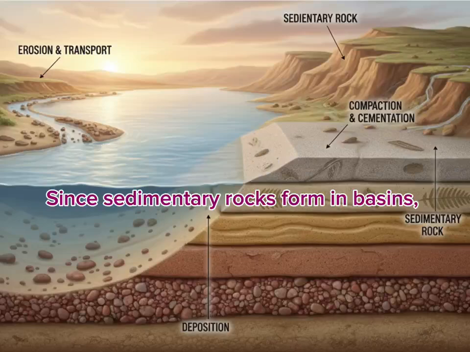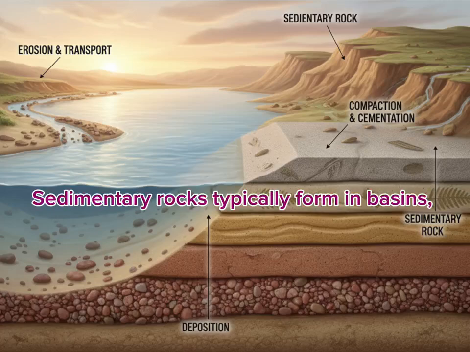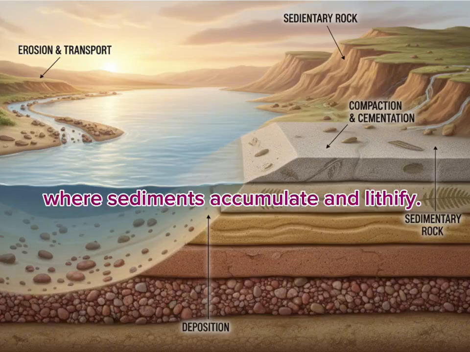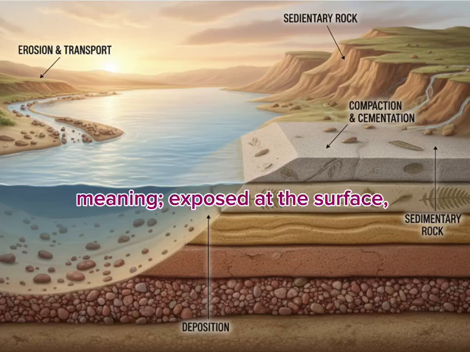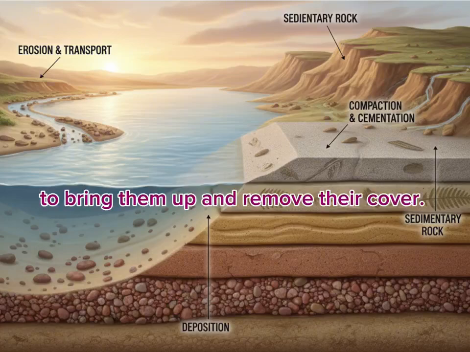Since sedimentary rocks form in basins, what makes them appear as outcrops? Sedimentary rocks typically form in basins or low-lying areas like seas, lakes, or depressions where sediments accumulate and lithify. However, we see them as outcrops, meaning exposed at the surface. Several geological processes must act afterward to bring them up and remove their cover.